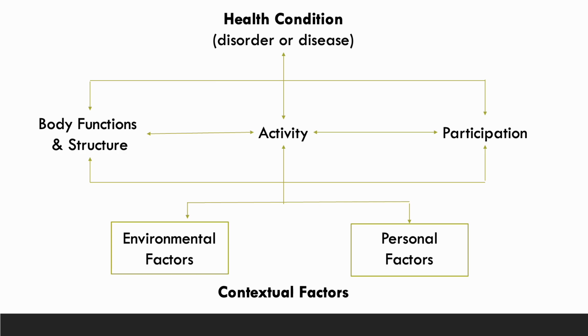These domains are classified from body, individual, and societal perspectives by means of two lists: a list of body functions and structures, and a list of domains, activities, and participation. So we're going to see that functioning refers to all body functions, activities, and participation. Disability is an umbrella term for impairments, activity limitations, and participation restrictions. The ICF also lists environmental factors that interact with all of these domains.